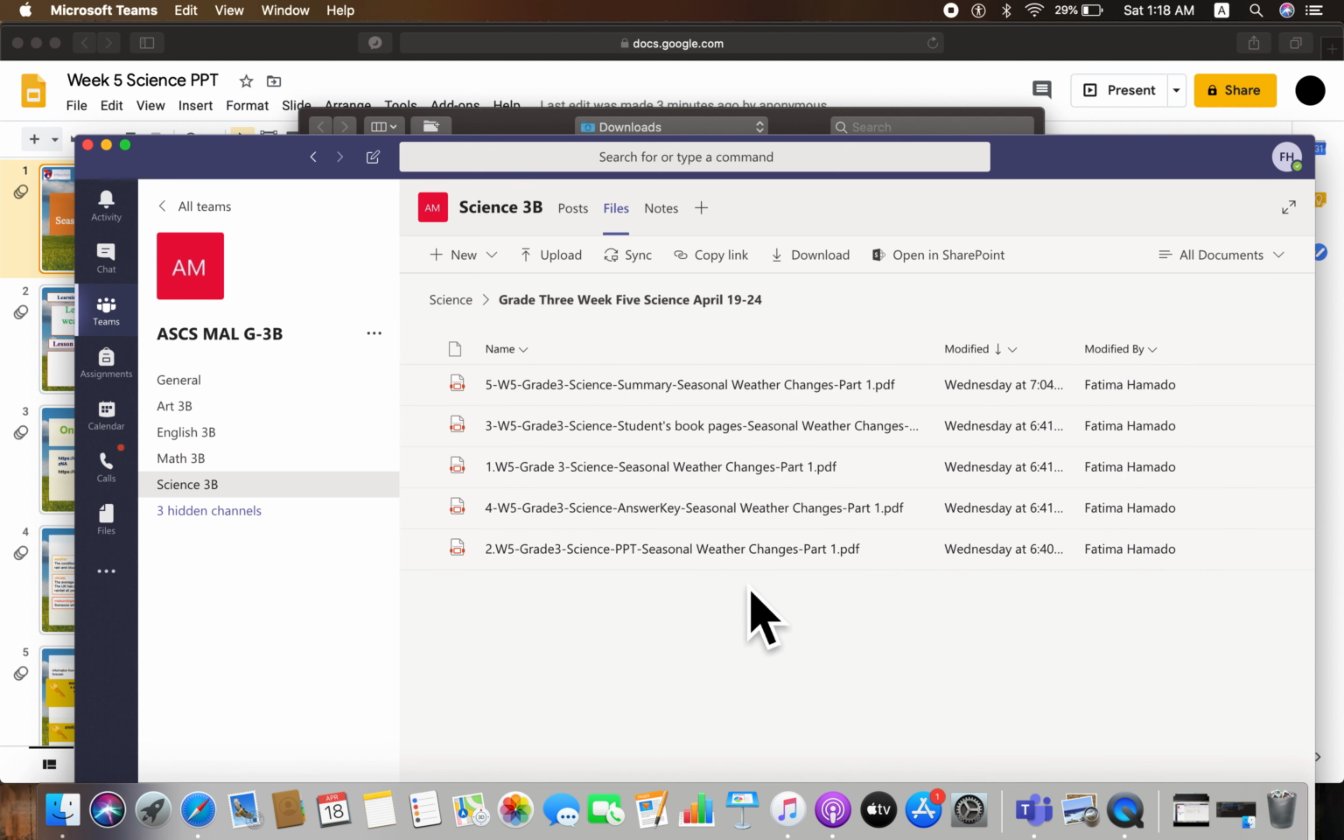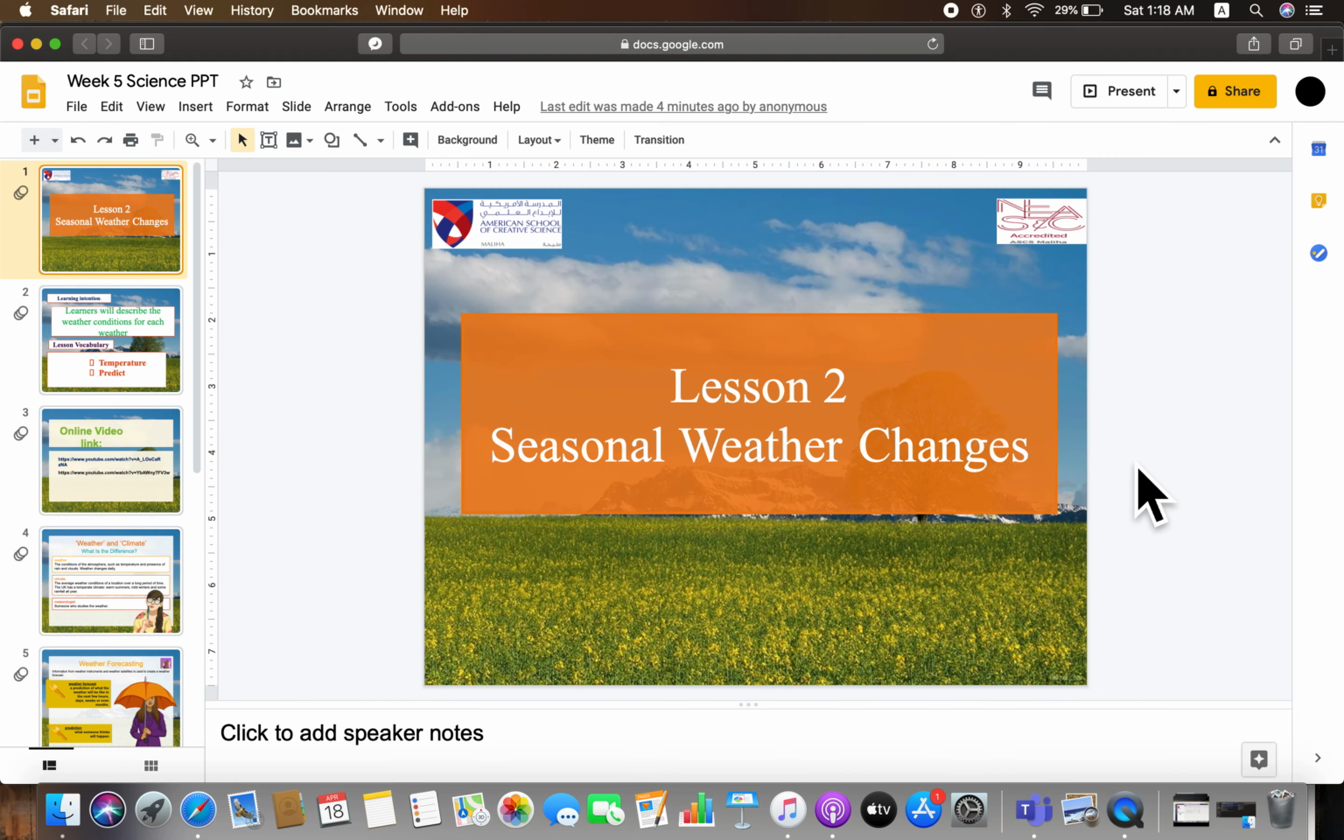For this week's science, we have some PDFs for you, and they are the book pages as well as the answer key, and the PowerPoint is also attached. After students finish their book pages, they can check the answer key to self-assess. We also have our summary for this part of the lesson. So let's begin our presentation for today.